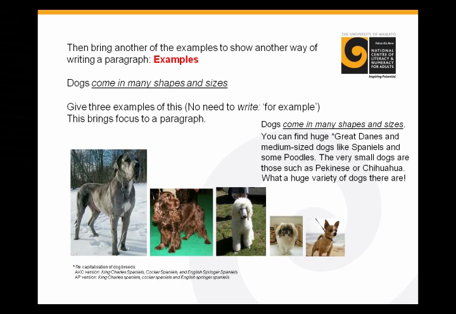So let's check that. Dogs come in many shapes and sizes. What a huge variety of dogs there are. It is exactly the same as the topic sentence. We've just really changed the vocabulary. Alright, are you ready for the next and third way to write a paragraph?